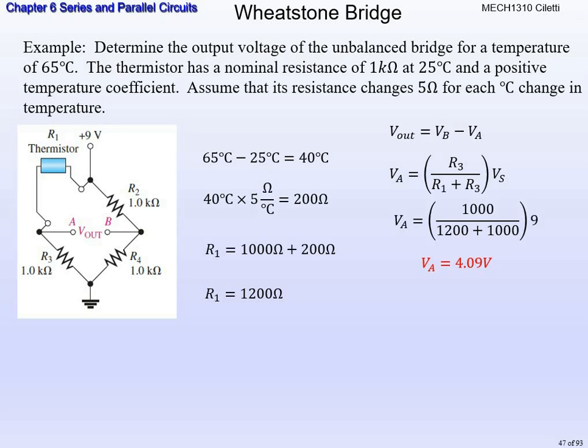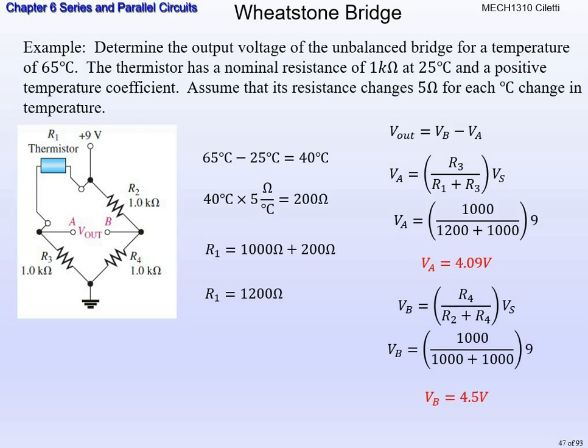VB is the voltage drop across R4, so we will use a voltage divider across R4 to calculate that. So it's going to be R4 over R2 plus R4 times the voltage source. So we're going to get 1,000 over 1,000 plus 1,000 times 9 volts, or VB ends up being 4.5 volts. Now lastly, we have to calculate V out.